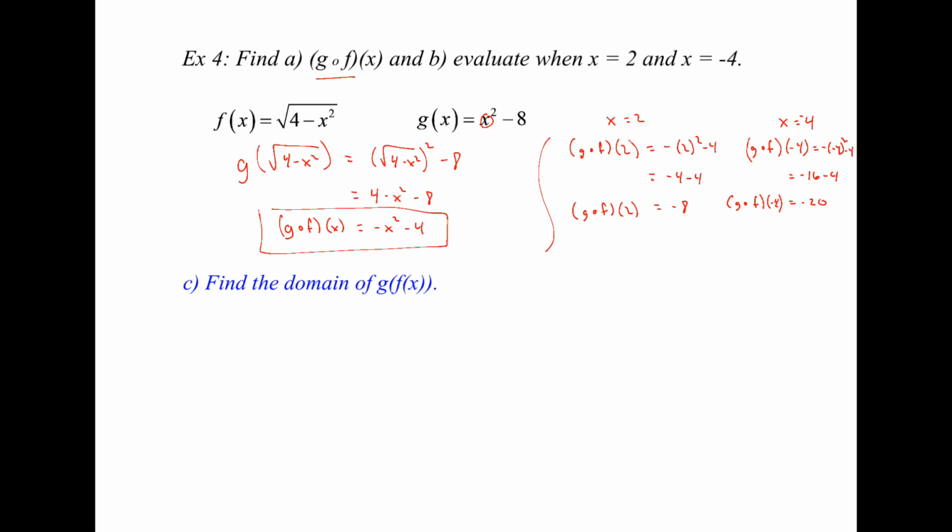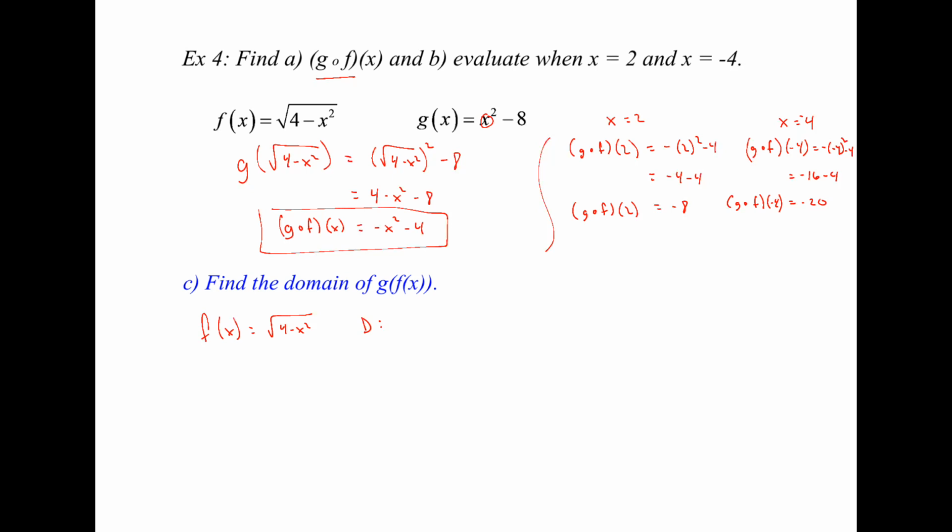So we've evaluated these, and everything seems to be okay, given that, our composition is correct, negative x squared minus 4. Well, let's take a look at this a little bit more. Let's find the domain of the composition of g of f of x. So let's first look at f of x, because that's what we're going to plug into our function g of x.